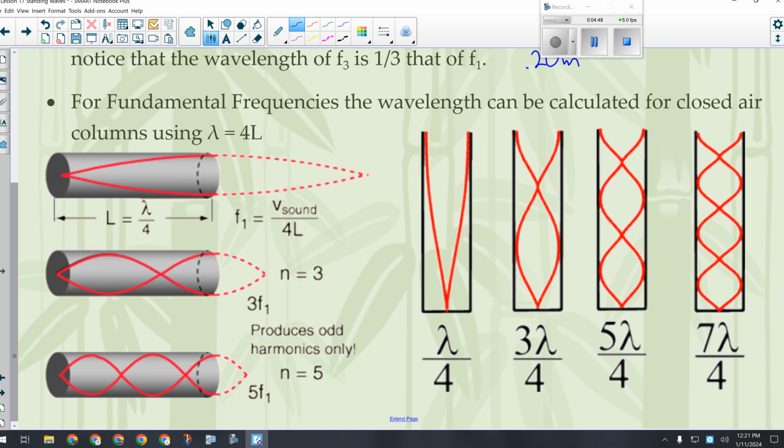What's it read, Rob? 58. That's not too bad. That's pretty close given the kind of hokey equipment we're using here. So 58, we'll go with 0.58.